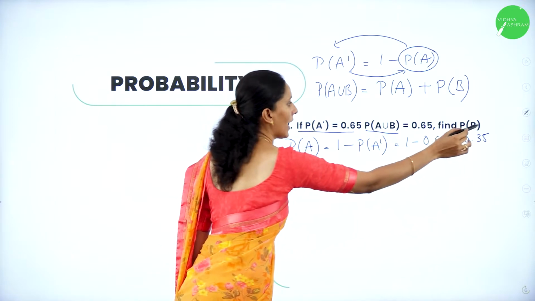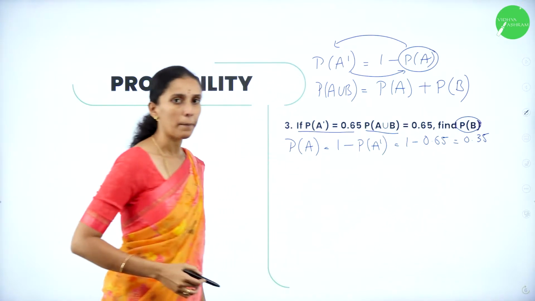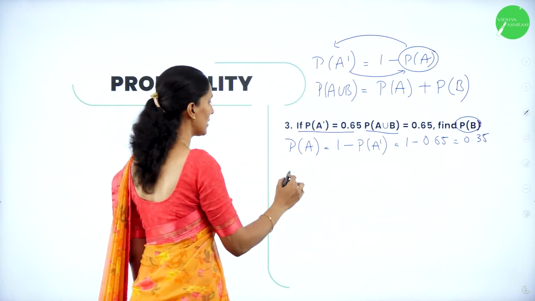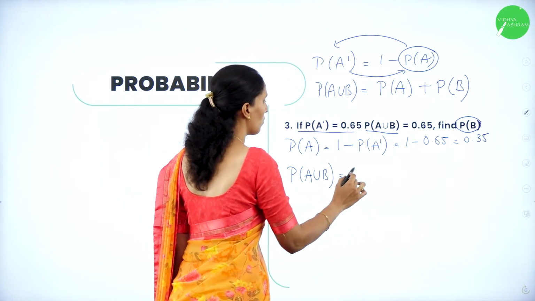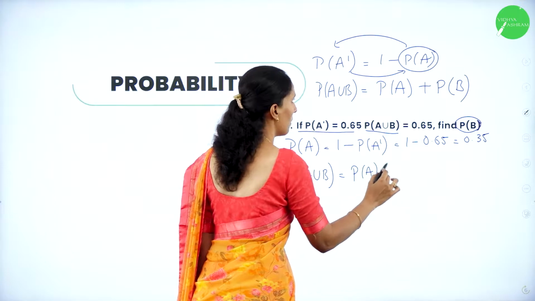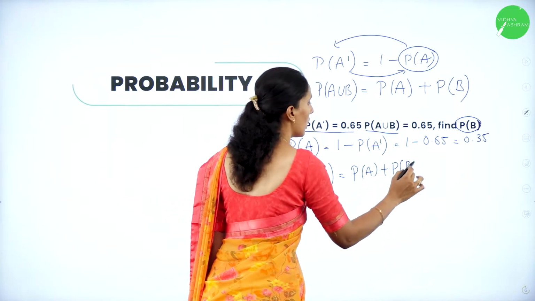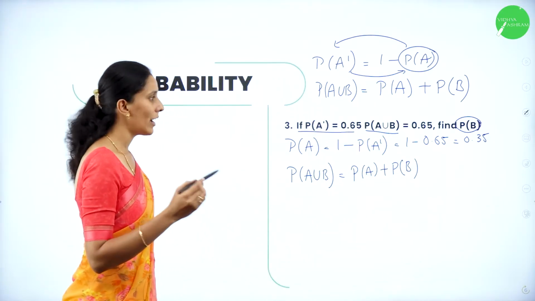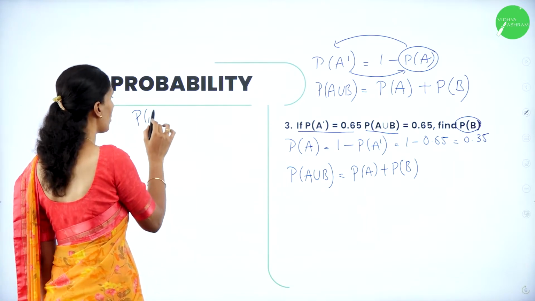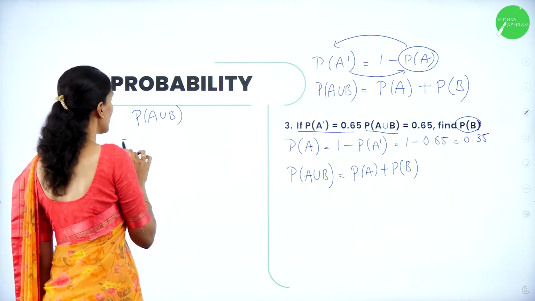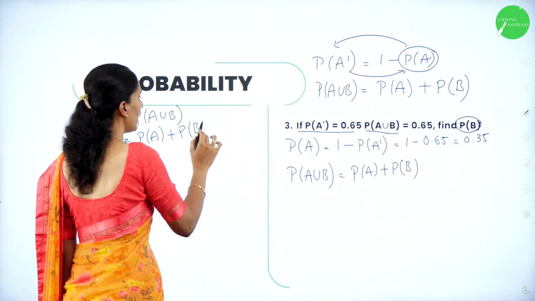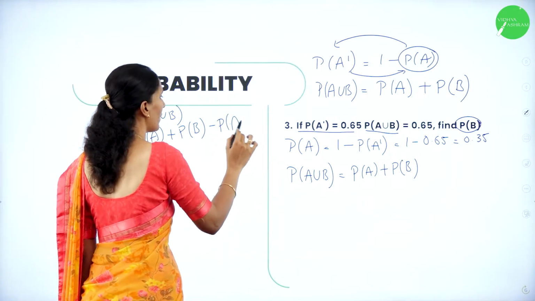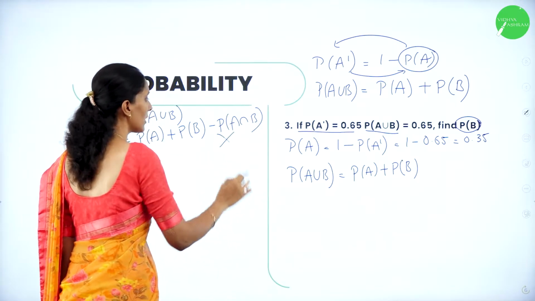Now, I want to calculate P of B, so I need the P of A union B formula. That is, P of A union B is equal to P of A plus P of B. Why am I using this formula? Why can't I use this formula? P of A union B is always equal to P of A plus P of B minus P of A intersection B. Why am I not using this formula?